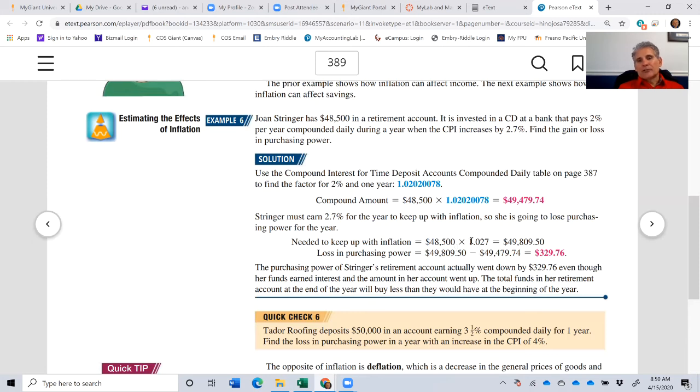So 48,500 times 1.027 will give us $49,809.50. This is the impact of the inflation rate on dollars. So we can already see that the inflation amount is actually higher than what the time deposit interest earned. We'll take the difference between the two, and we end up with $329.76. Now we're going to call this a loss in purchasing power because inflation went up higher than the CD. So that money that was put away ends up with less buying power for the future.